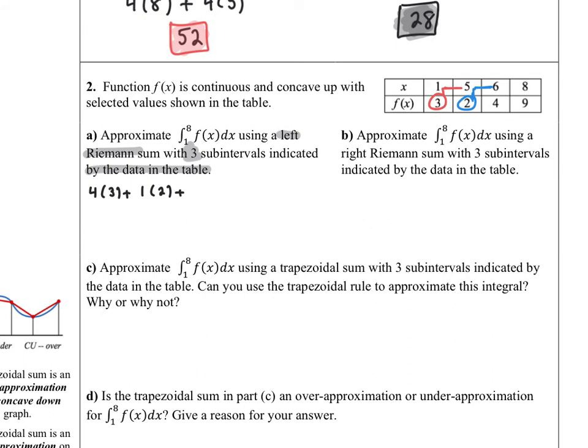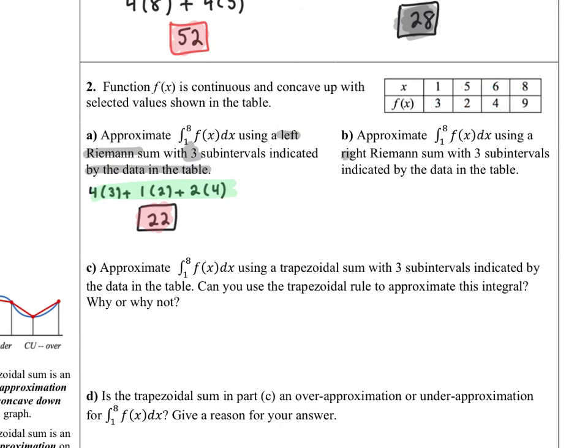And rectangle number 3 is 2 units wide from 6 to 8. The height on the left is represented by that 4, so it's a 2 by 4. My left Riemann sum value is a 22. Like we said earlier, the important step is for you to show this. The requirement is products and sums.